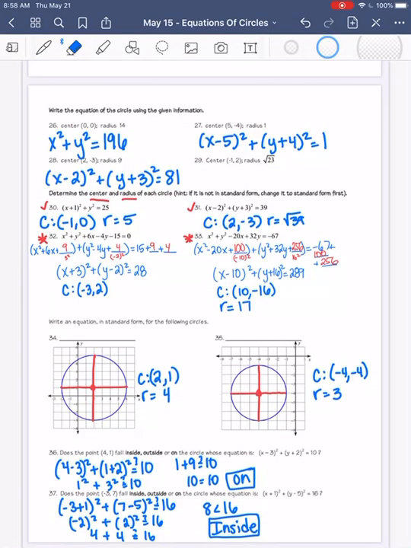I wanted to go over just a quick video because there were a couple problems that were missed frequently. So I just wanted to talk about it really quickly. The first one is number 29. Just remember that when you have the center, you're going to do the opposite.